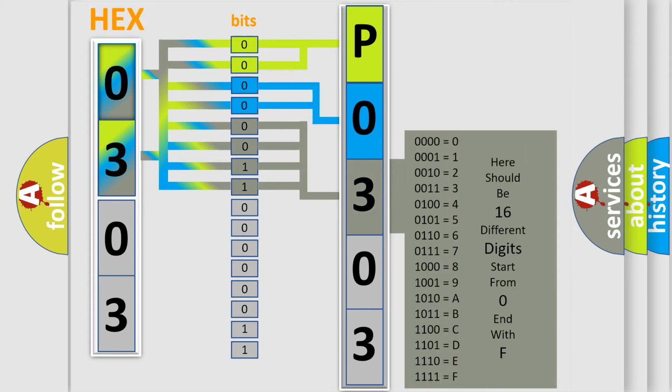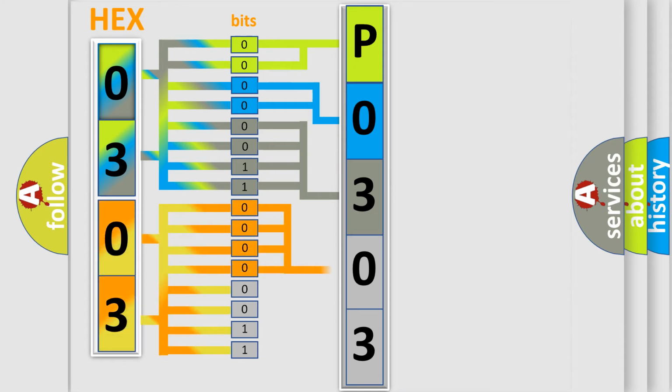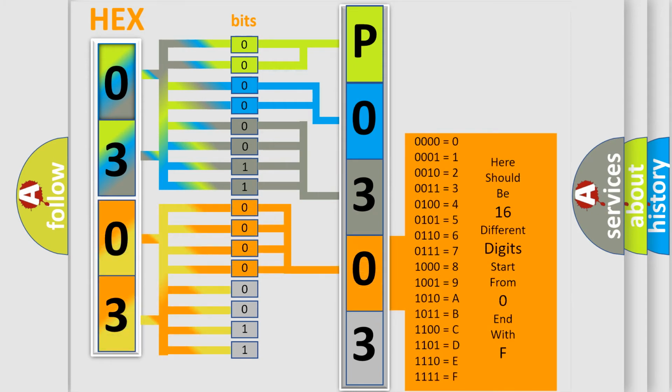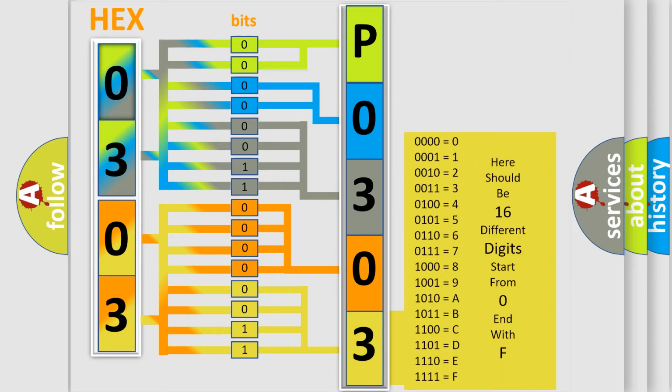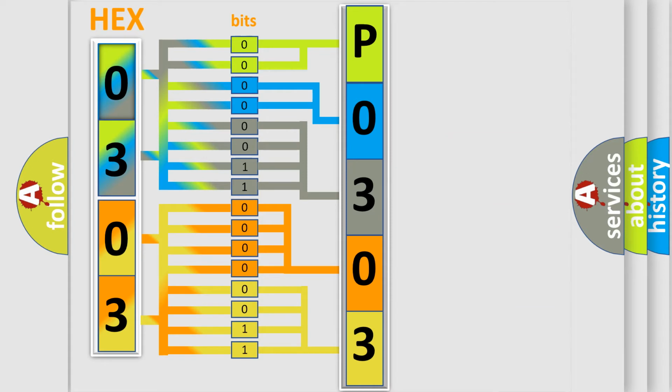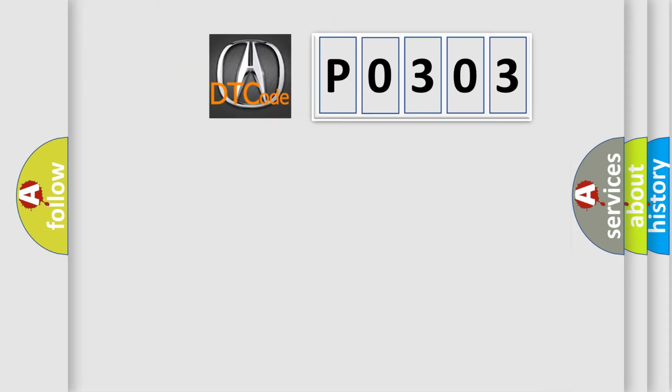The second byte is composed of a combination of 8 bits. The first 4 bits determine the fourth character of the code. And the combination of the last 4 bits defines the fifth character. A single byte conceals 256 possible combinations. We now know in what way the diagnostic tool translates the received information into a more comprehensible format. The number itself does not make sense to us if we cannot assign information to what it actually expresses. So, what does the Diagnostic Trouble Code P0303 interpret specifically for Acura car manufacturers?